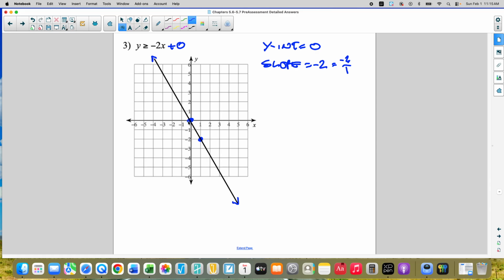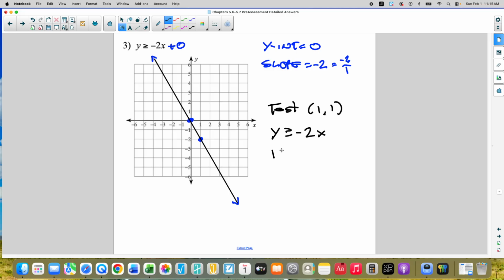Well, we can't test the point 0, 0 because we already know 0, 0 is true. And we know all the points on the boundary are true. I need to find either side of the boundary. So in this example, I'm going to test a point 1, 1. That's not on this line. 1, 1 is right here. I'm going to plug it into the equation.